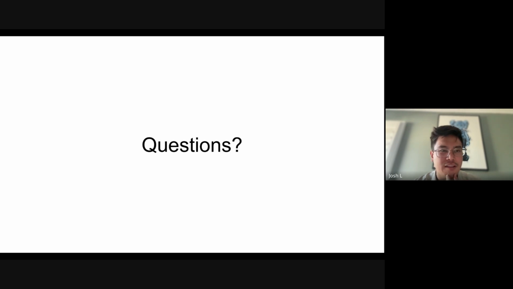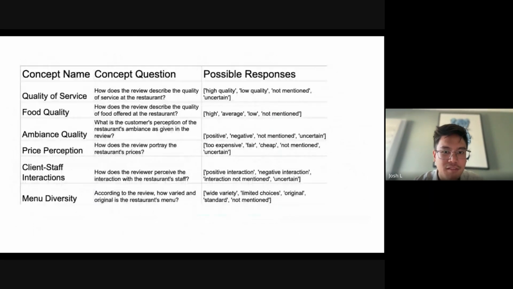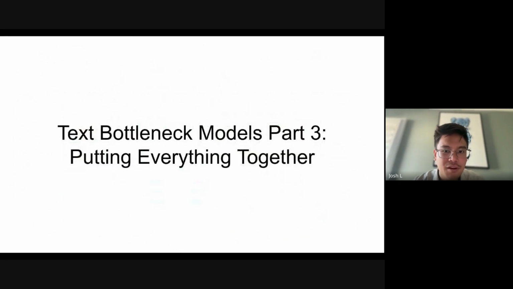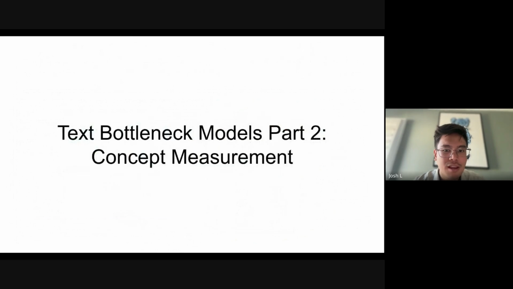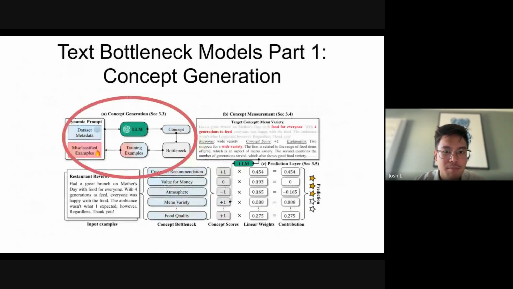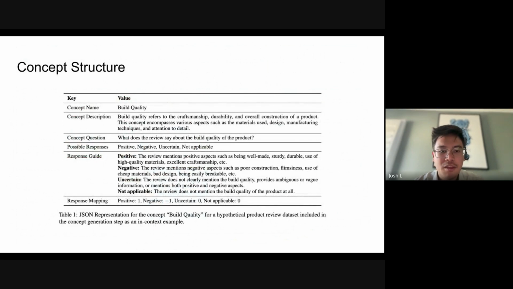In our next work, something we're looking into is that when we're generating these concepts, instead of the LLM generating a question that another LLM then answers, what if the LLM generates a piece of code to measure a given concept? We hope that by doing that, we can cut down on the cost of running these text bottleneck models.